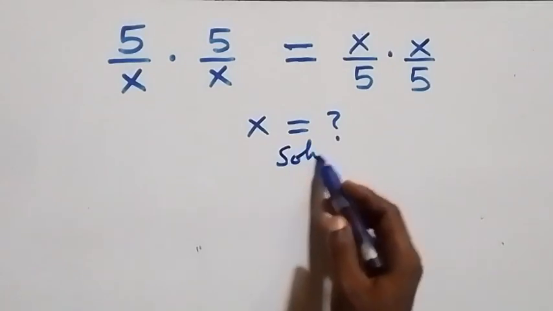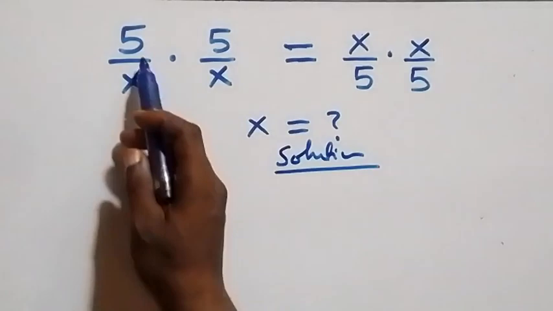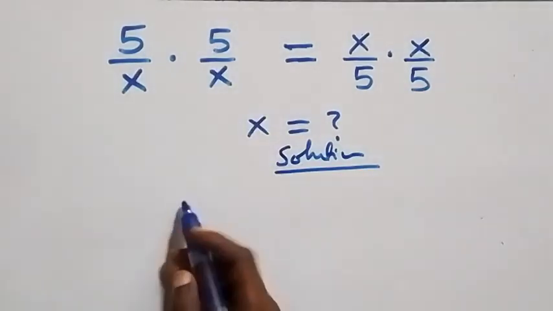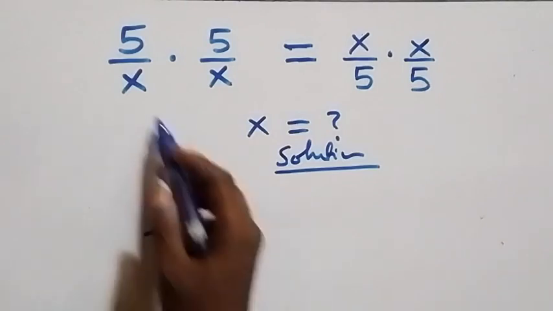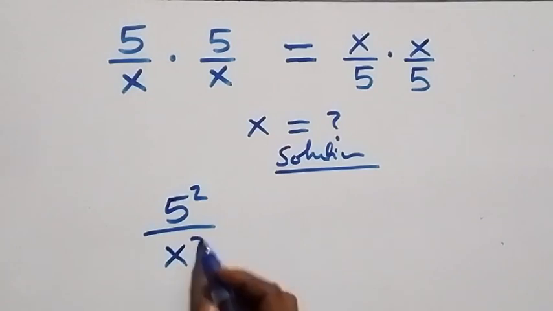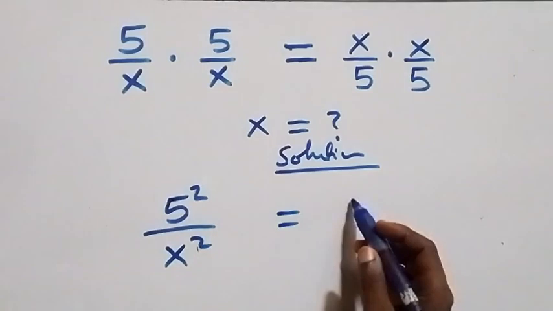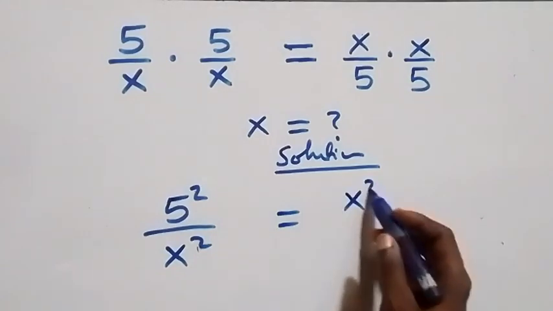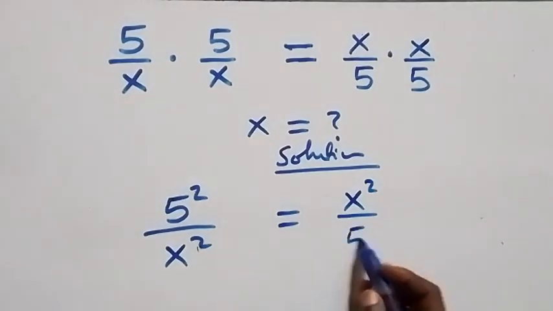Solution from here. From what we are given here, we have 5 times 5 here, and that can be written as 5 squared, over x times x. Also, we have that as x squared, which is equal to, on this side as well, x times x, that's x squared, over 5 times 5, that's 5 squared.